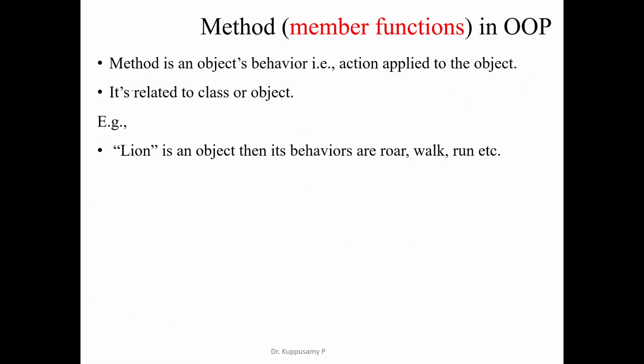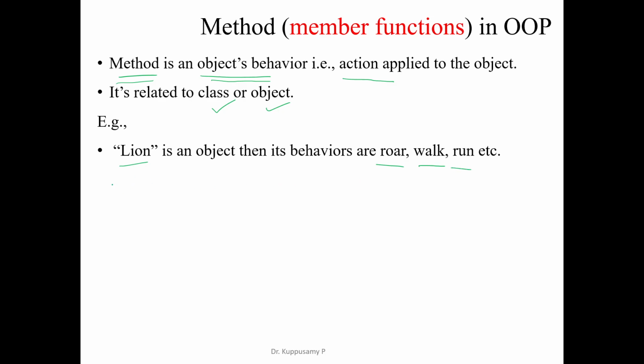Then another one is the method. A method is defined as an object's behavior. That means an action is applied to the given object, which is entirely related to a class or object. For example, in the previous example we took person as an object. Here we are taking lion as an object. Its behaviors are roaring, walking, running.